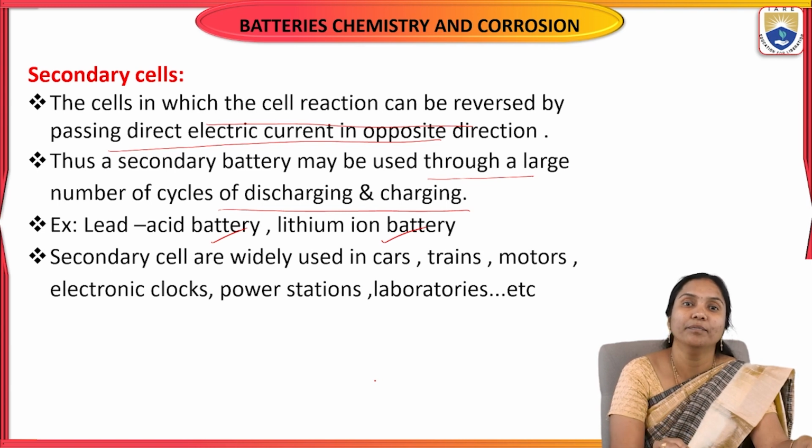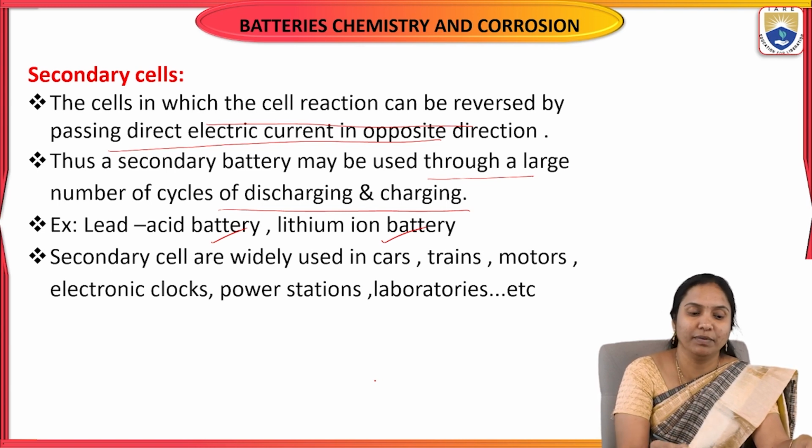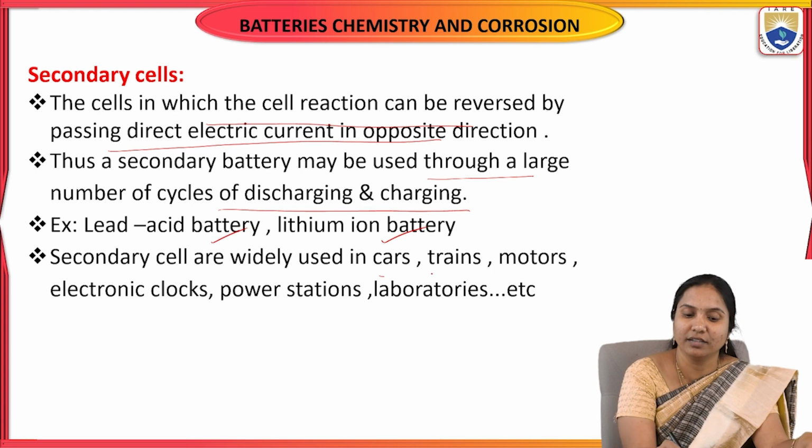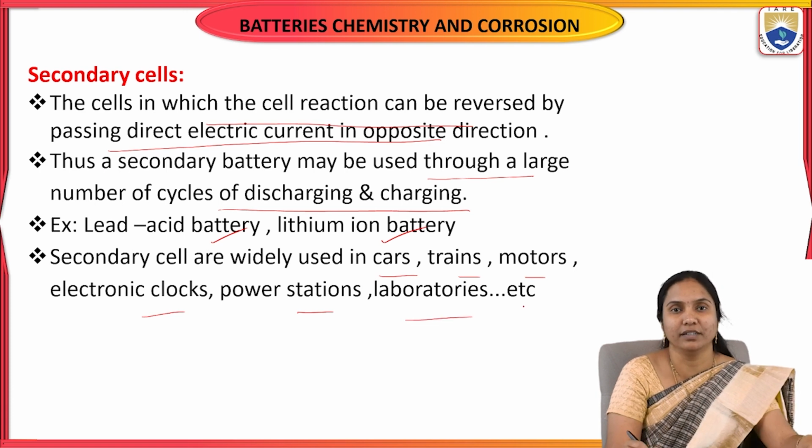Lithium batteries are primary batteries. The best examples of secondary batteries are the lead acid storage battery and the lithium ion battery. These secondary batteries are mainly used in automobiles and cars, trains, motors, electronic clocks, power stations, laboratories, etc.